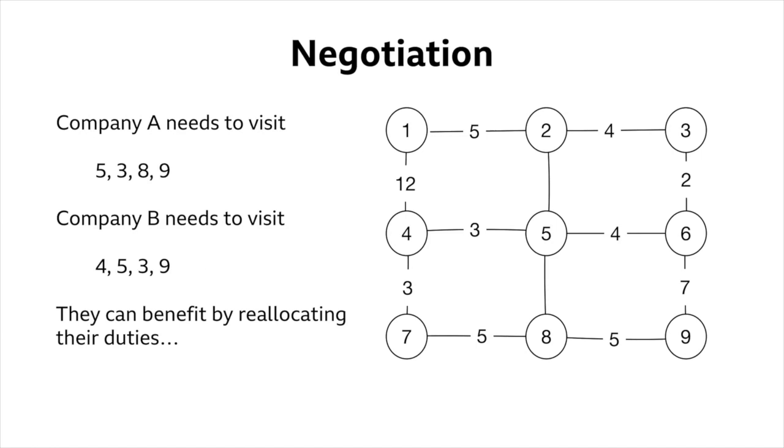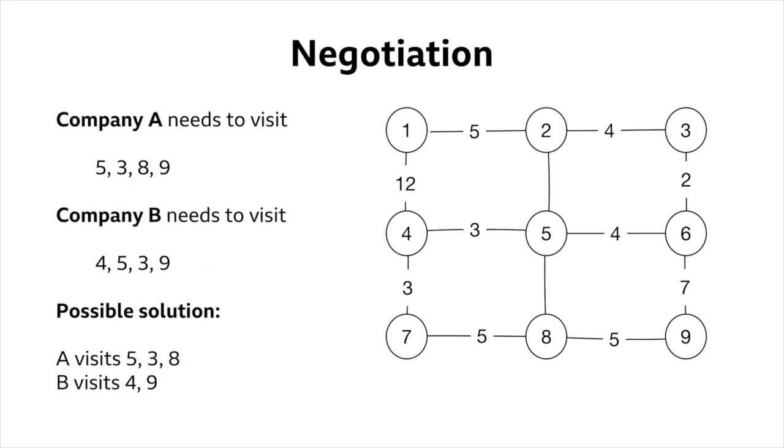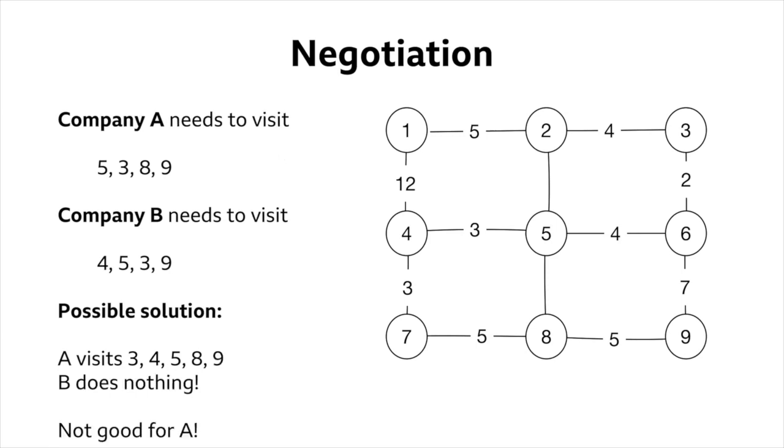So here what we're doing is we're reallocating these tasks. Each of these locations that needs to be visited is a particular task. And by reallocating them amongst themselves, they can both benefit. So how do they do that? So here is one solution. Company A visits 5, 3, and 8, and company B visits 4 and 9, right? And you can see in doing that they both benefit. The overall cost is reduced for both of them.